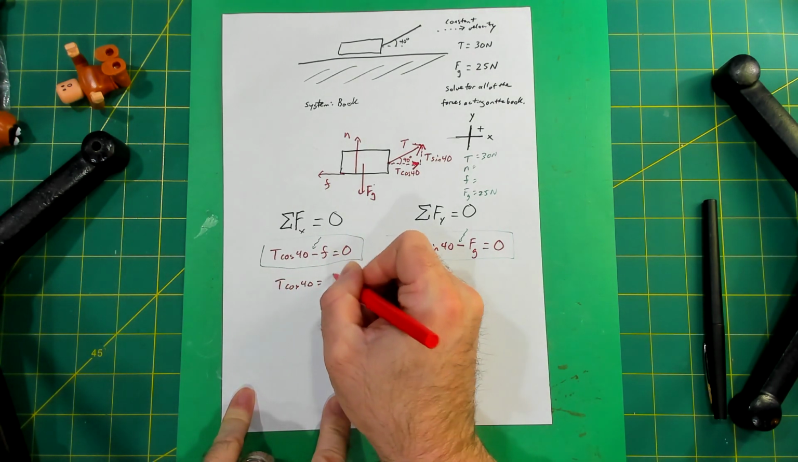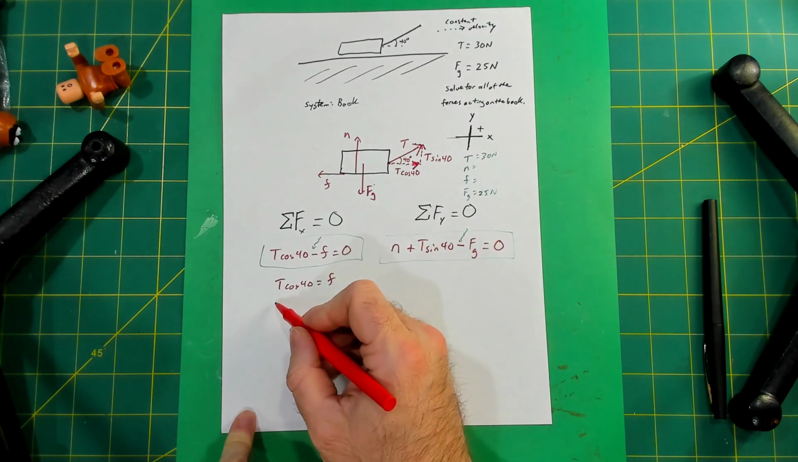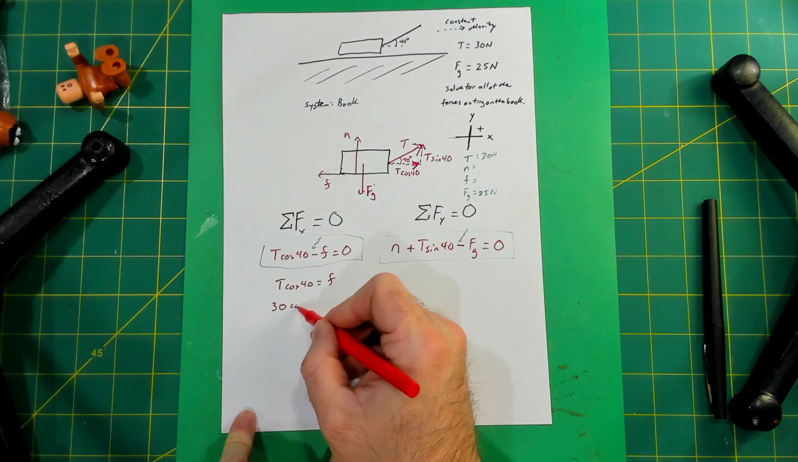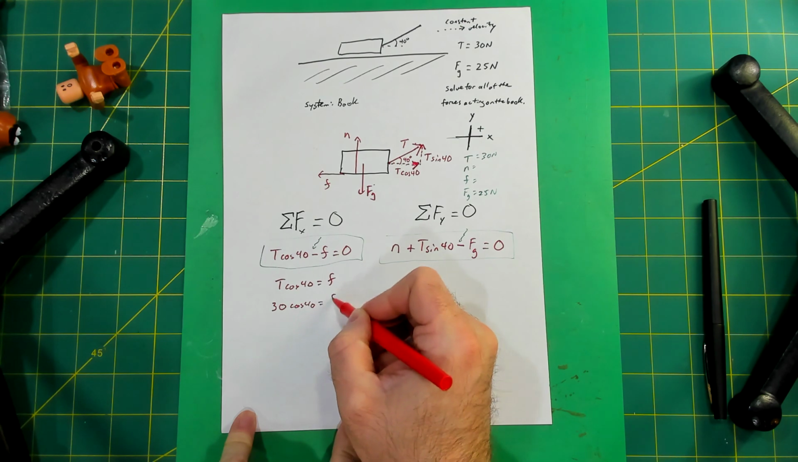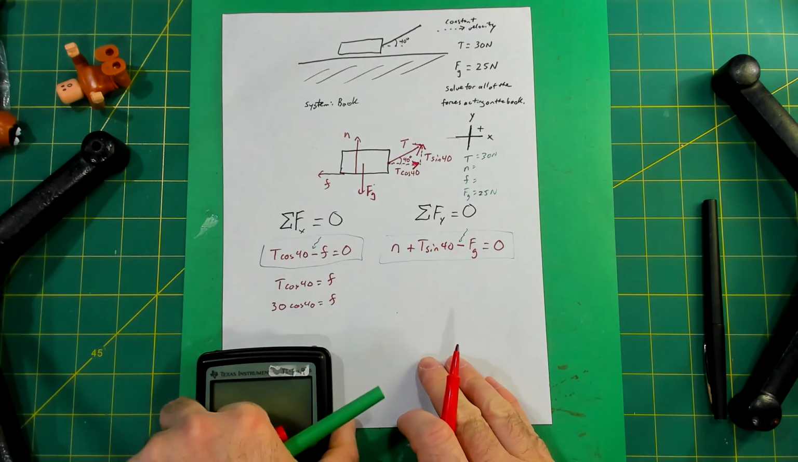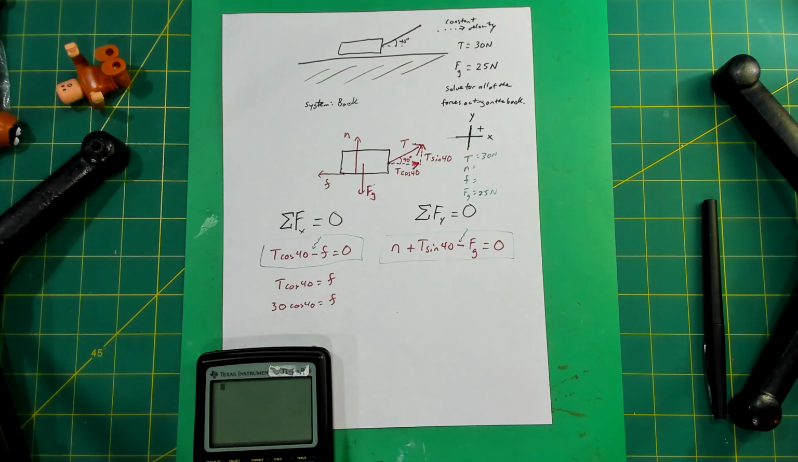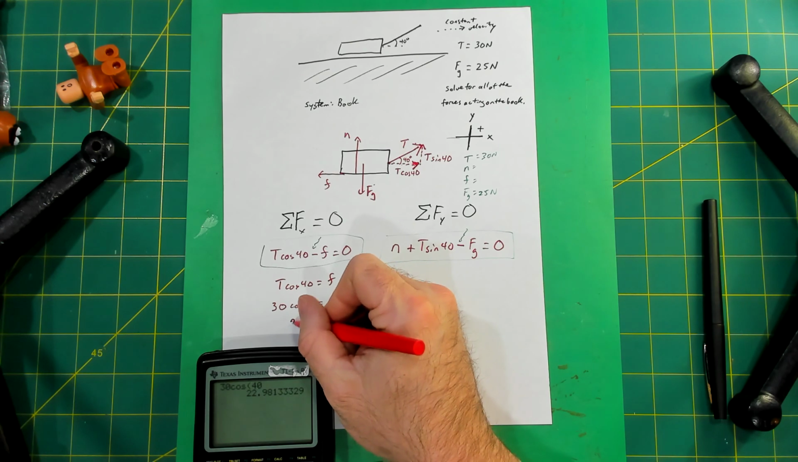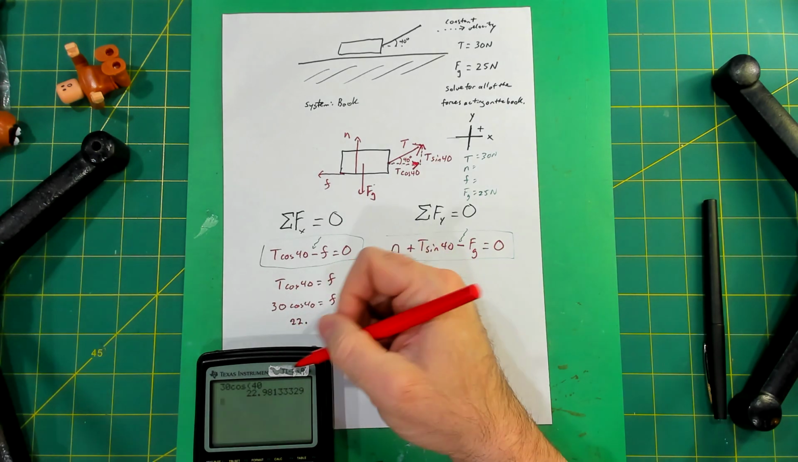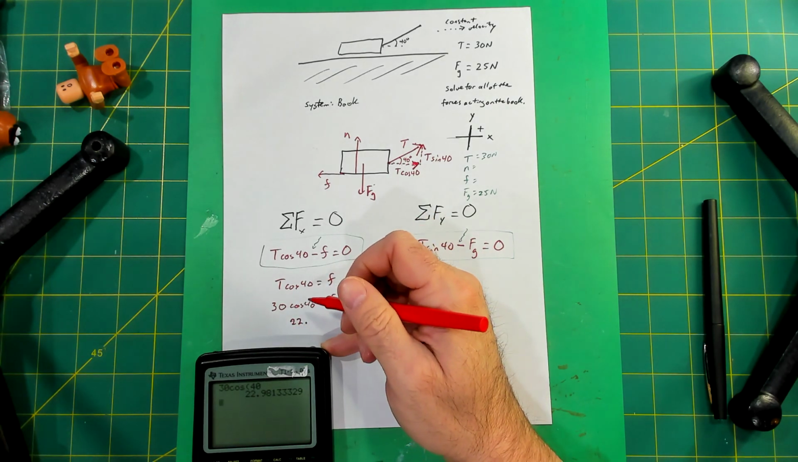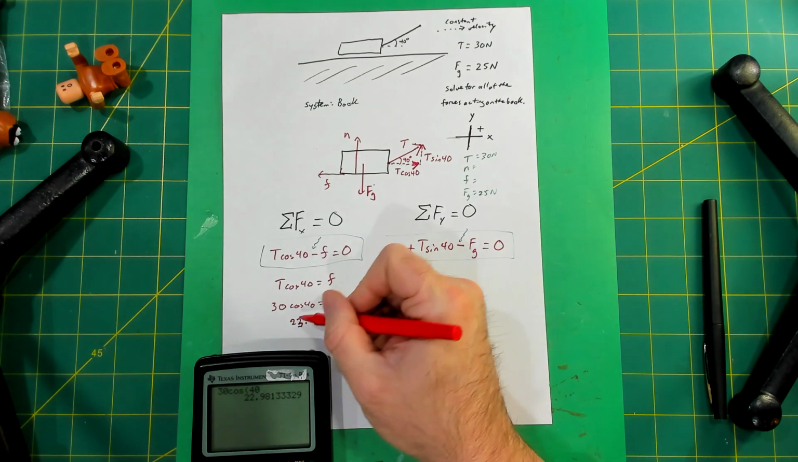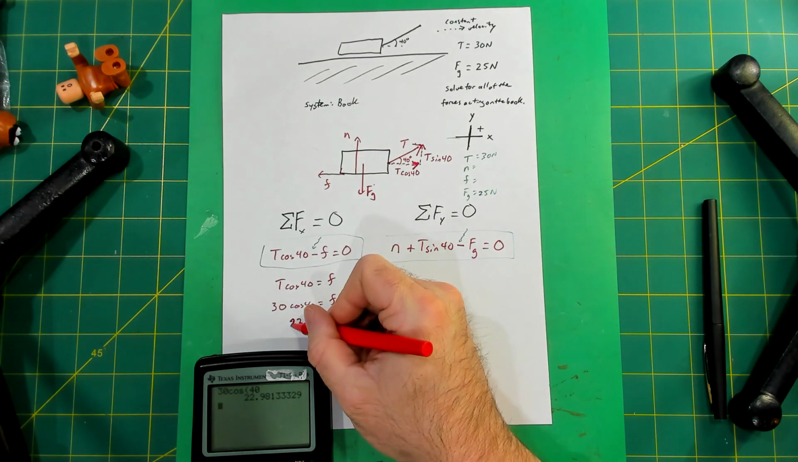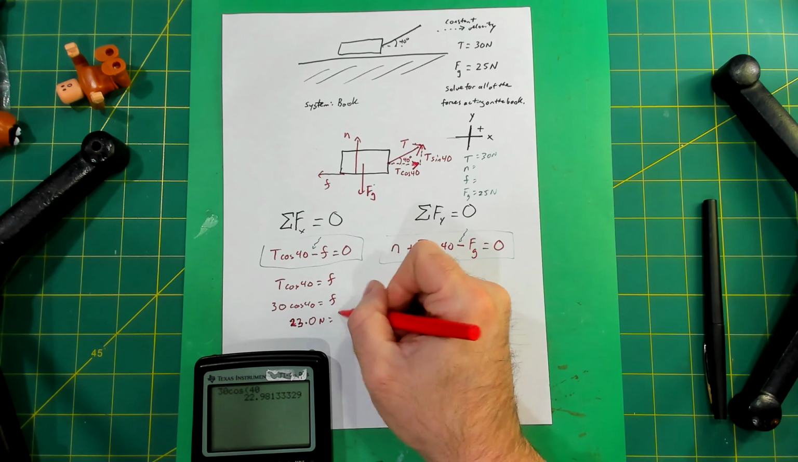And so I'll just rearrange it. T cosine of 40 would equal the friction force. I can sub in my value. 30 cosine 40 is going to be equal to the friction force. Take my calculator, punch in 30 cosine 40 degrees, and that gives me that friction is equal to 22.98. I'm going to round that to the nearest tenth. That'll round up to be 23.0 then. 23.0 newtons is my friction force.